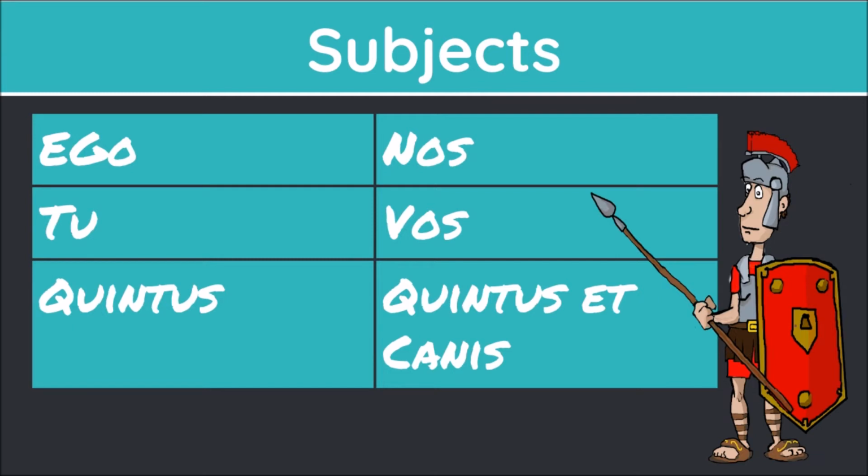And now let's look at the subjects. Ego is I, tu is you. Remember, ego is just like the English word ego because you're just focusing on yourself. Also remember that there is no word for he, she, or it. Instead, we will use the word Quintus or that Roman centurion that you see off to the side. Nos means we, while vos means you all. Quintus et canis, that would be they. But of course we don't have a subject for they because we don't have a subject for he. So, Quintus and the dog.